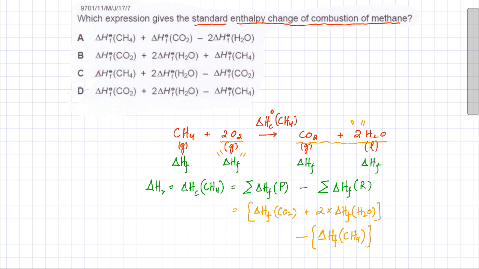If I know the enthalpy of formation of all my reactants and all my products, then the enthalpy of this particular reaction would be the enthalpy of formation of products minus the enthalpy of formation of reactants. Now, if you look carefully, the expression you're getting is exactly the same as the expression in option D. So option D is going to be the correct option for this particular question.